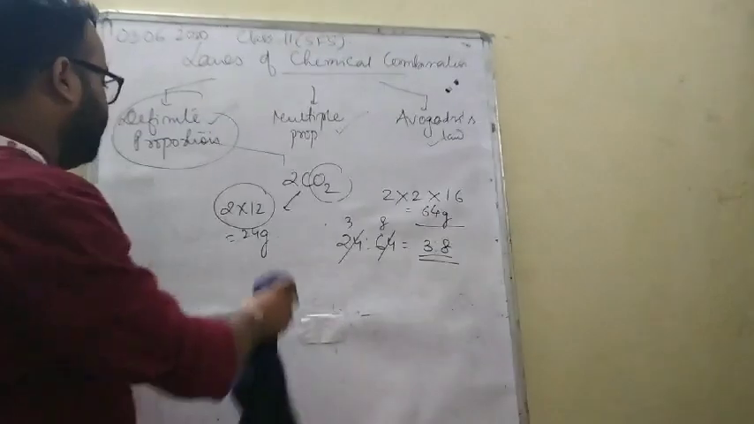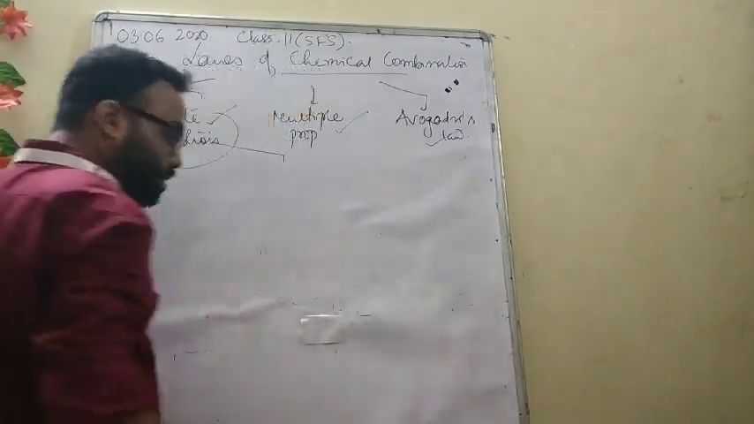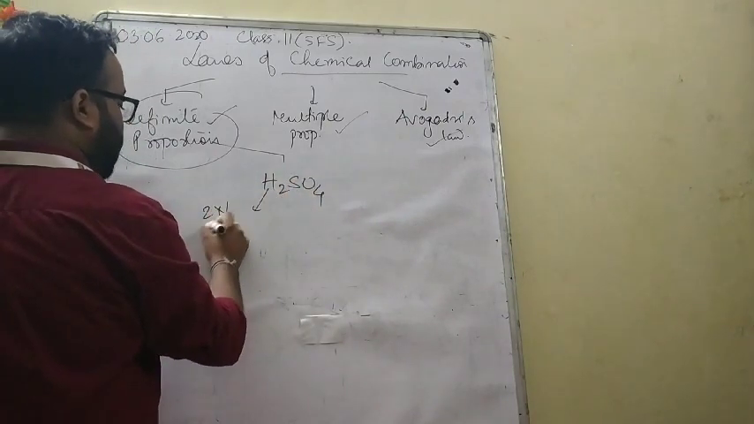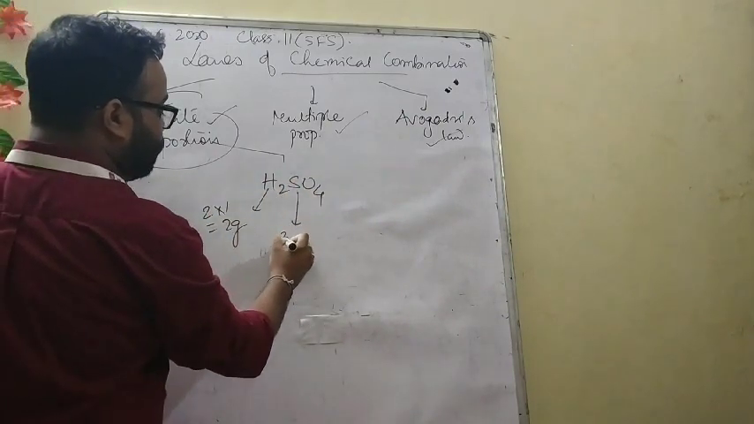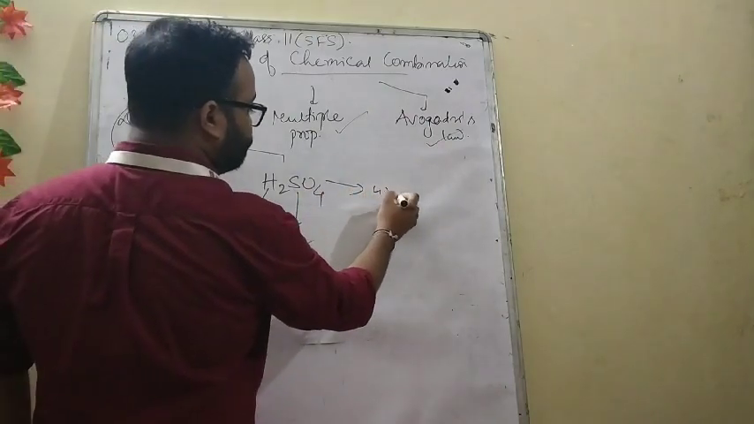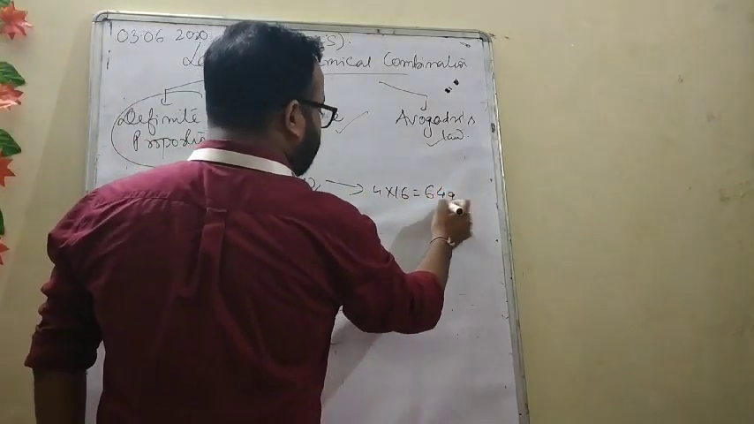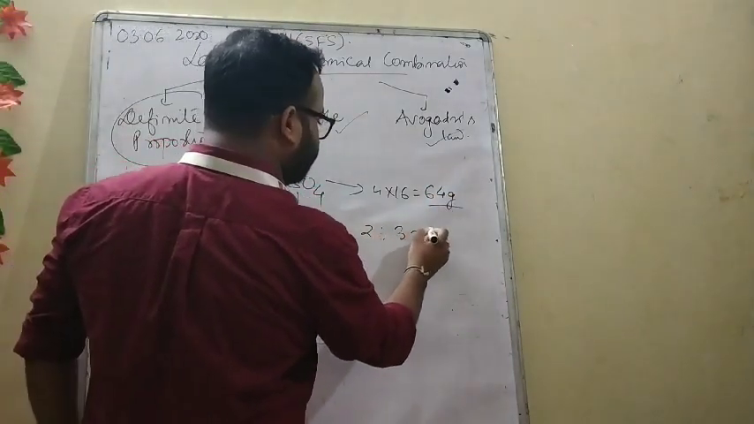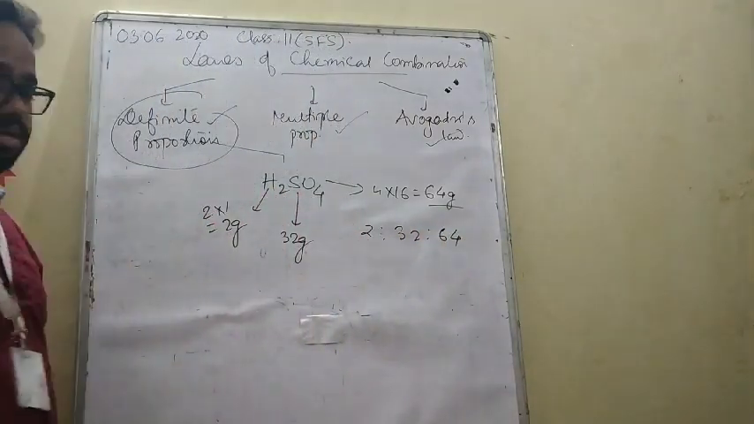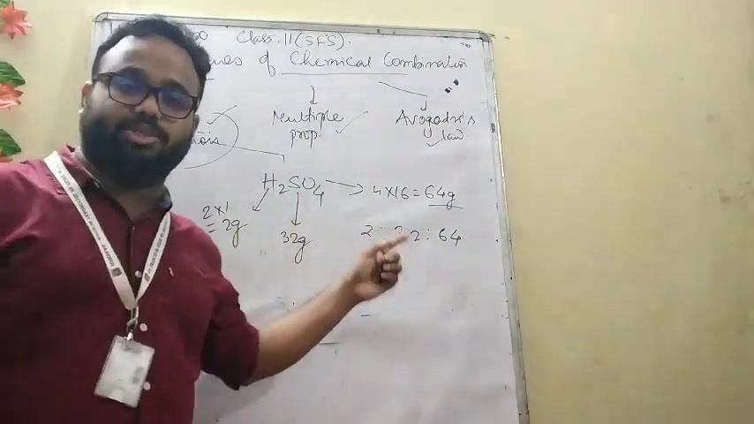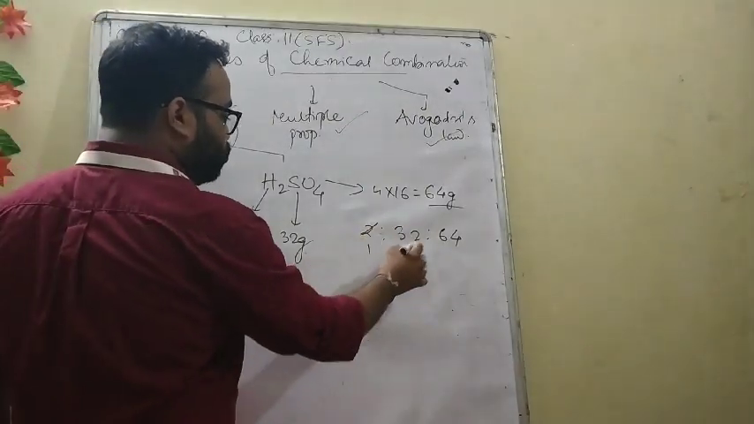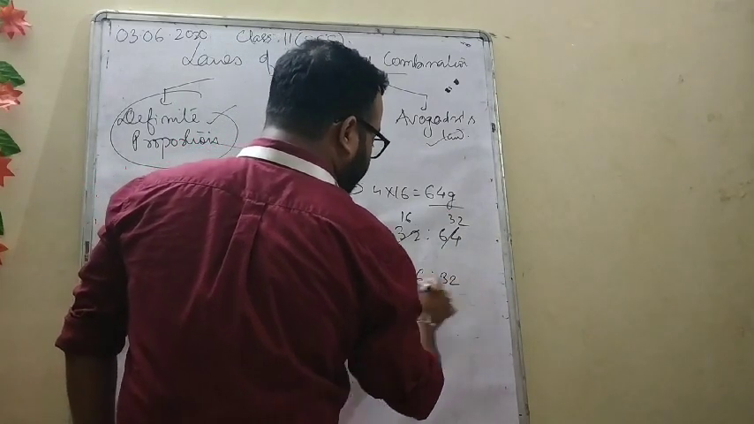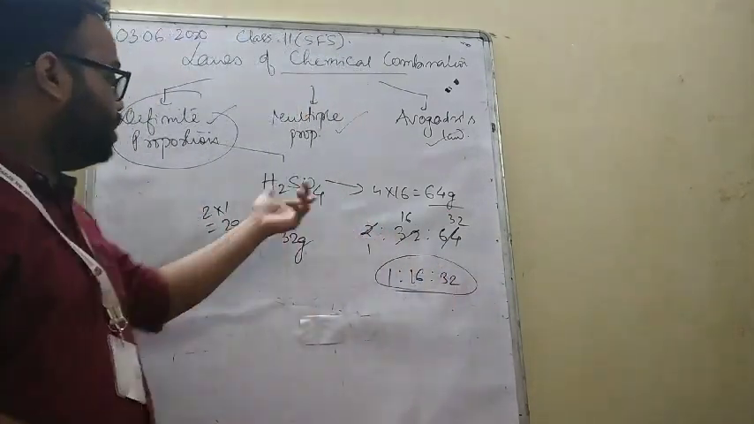You can take any compound. Suppose I take a larger compound, H2SO4. Hydrogen is 2 into 1, 2 grams, sulfur is 32 grams, and oxygen is 4 into 16, that is 64 grams. So what is the ratio? The ratio of all the elements is 2:32:64. Dividing by 2, that is 1:16:32 is the ratio of H2SO4.